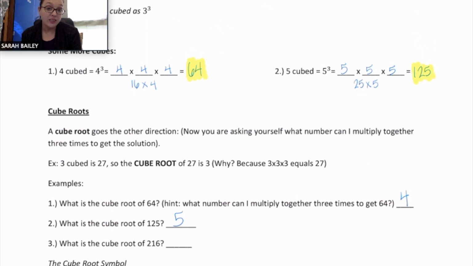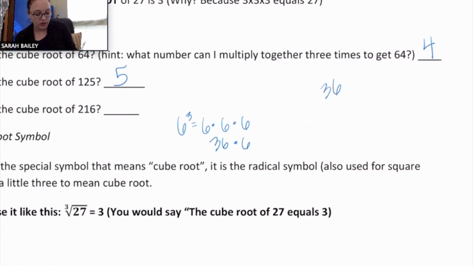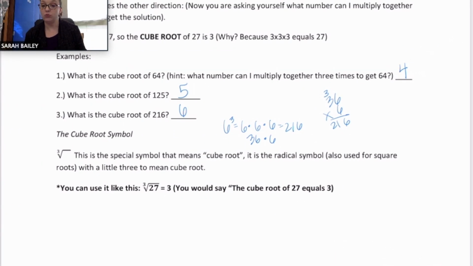Well, if you don't have access to a calculator, then you could just do guess and check. Since we know that 5 cubed is 125, let's try 6 cubed and see what that is. So if I do 6 cubed, that's 6 times 6 times 6, which is 36 times 6. And let's see, 36 times 6, 6 times 3 is 18. Add the 3 on top is 21. So that's going to be 216. So 6 cubed is 216. The cube root of 216 is 6.